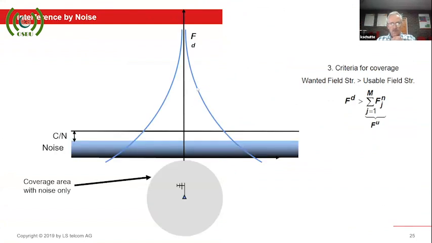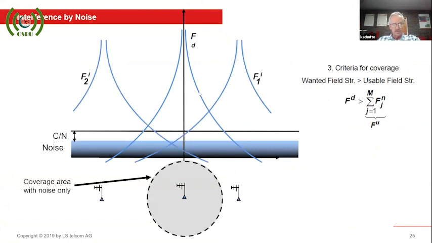So we will just now also demonstrate further interference, where we've got more than one interference. We've got FD, we've got F1 and F2, which is being deployed there on different distances away from this wanted site. So there we've got the same principle.